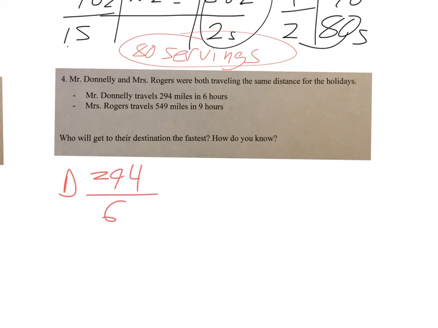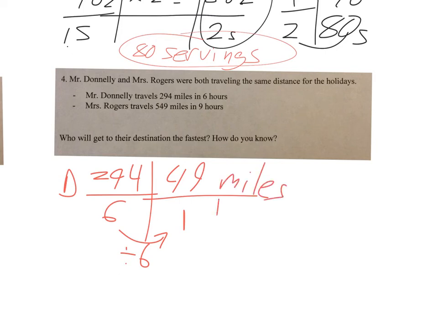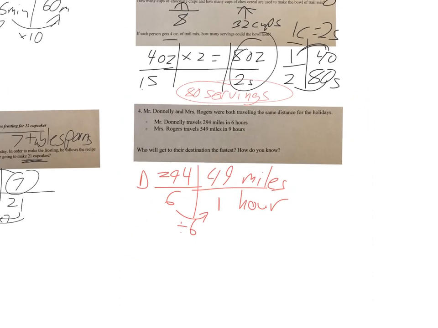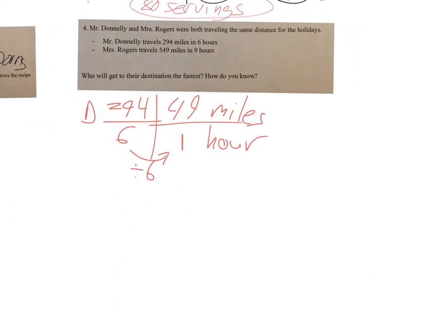And the quick way to think about this is to simply use your calculator and come up with miles per hour. So 6 divided by 6 is 1. And then you do 294 divided by 6, and you put that into your calculator. So 294 divided by 6 is 49. So that means that Mr. Donnelly goes 49 miles in 1 hour. And we do the same thing with Mrs. Rogers here.